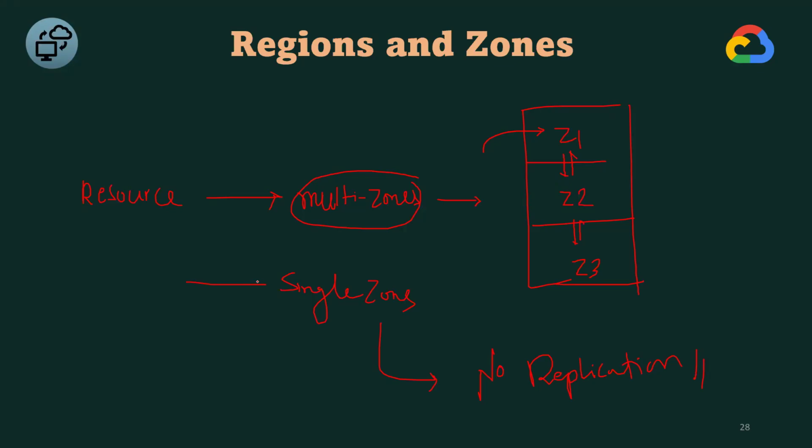Similarly, if creating a resource in a single zone costs $100, creating a resource with multi-zones will cost you about $120. You should be aware of it, and your client should also be aware of it, because when you get a benefit, you should also pay for it. The intermediate replication requires resources, so we need to pay the cost of those resources. That is how multi-zones and single zones work.